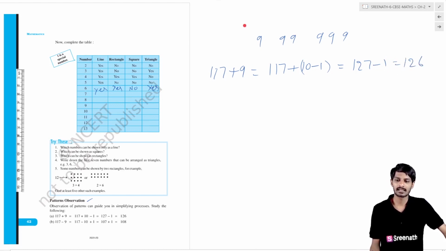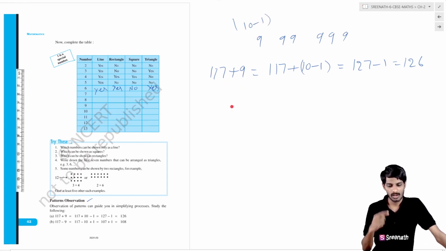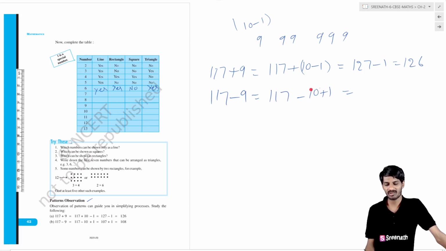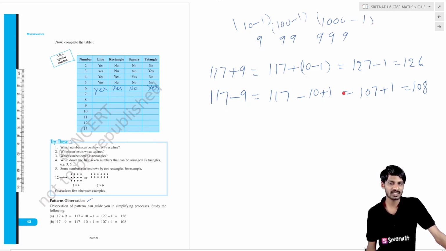So 9 can be written as 10 minus 1. By writing 9 as 10 minus 1, you can easily do additions. If you want to subtract, 117 minus 9, it is also very simple. Write minus 9 as minus 10 plus 1. Then you can easily subtract 10 from 117, that is 107, plus adding 1 is very easy, that is 108. So write 9 as 10 minus 1, 99 as 100 minus 1, 999 as 1000 minus 1. By substituting these values, you get simpler equations. This is the pattern we are observing in the simplifying process in the case of addition and subtraction.